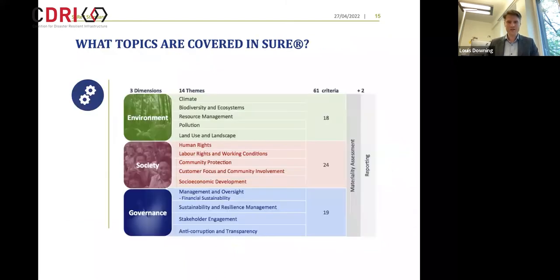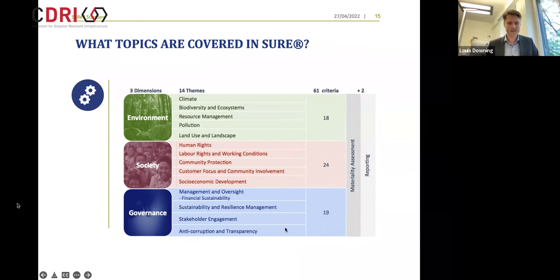Moving on, what topics are covered in the SURE standard? So they're broken down into 3 dimensions: environment, society, and governance, 14 themes, over which there are 61 criteria with 2 overarching criteria, one being the materiality assessment, and the second being ongoing reporting. So on an annual basis, projects certified to the standard need to report back to their commitments that they made whilst getting certified.